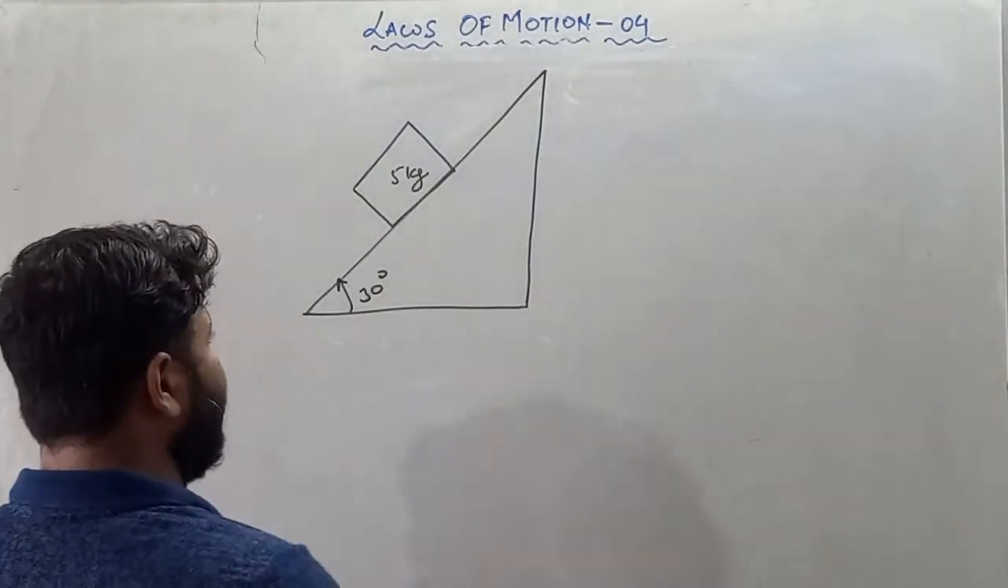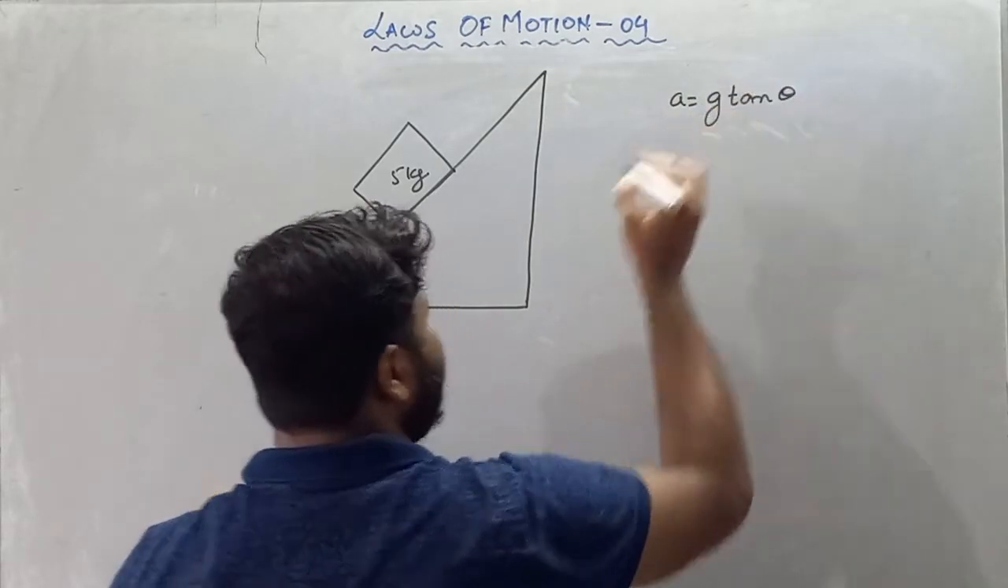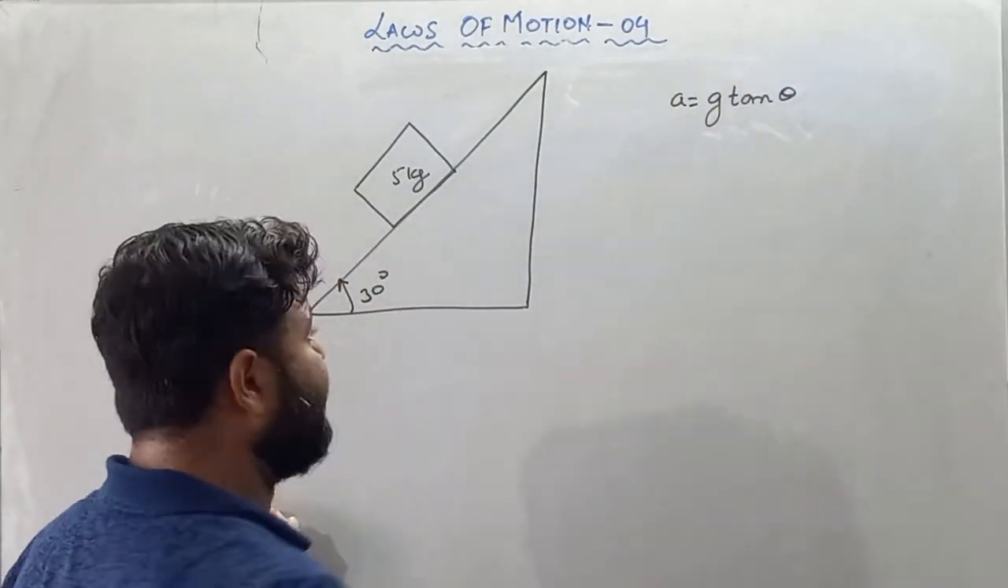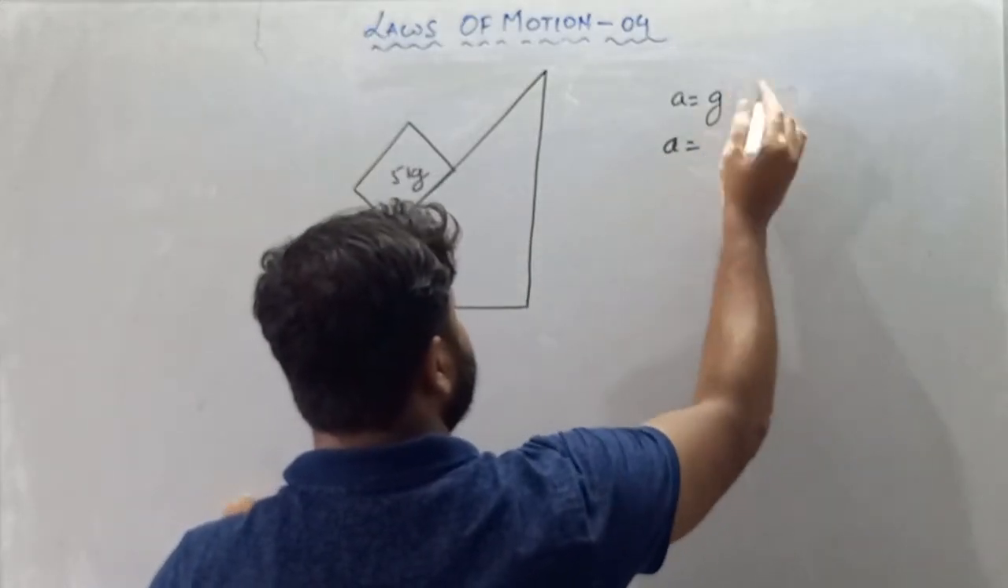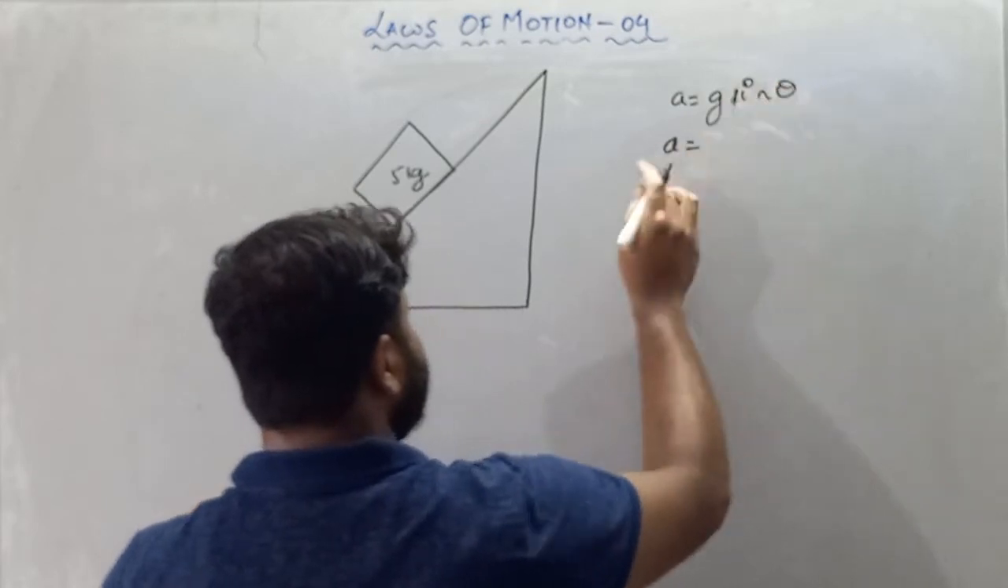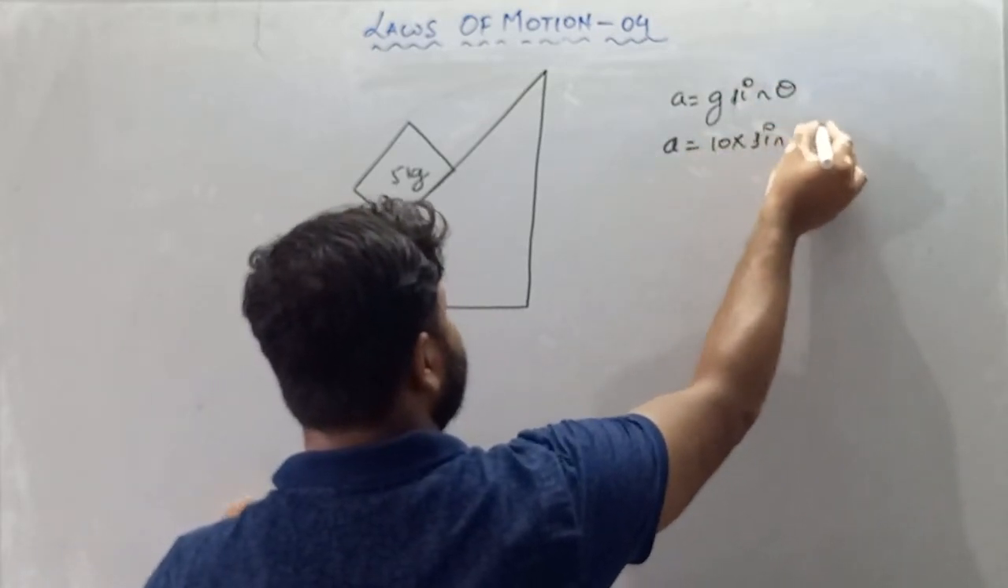So you have to find its acceleration. It is so simple. You have to apply the formula. It is a equals to g sine theta. It means a equals to g, which is 10, and sine theta means sine 30 degree.